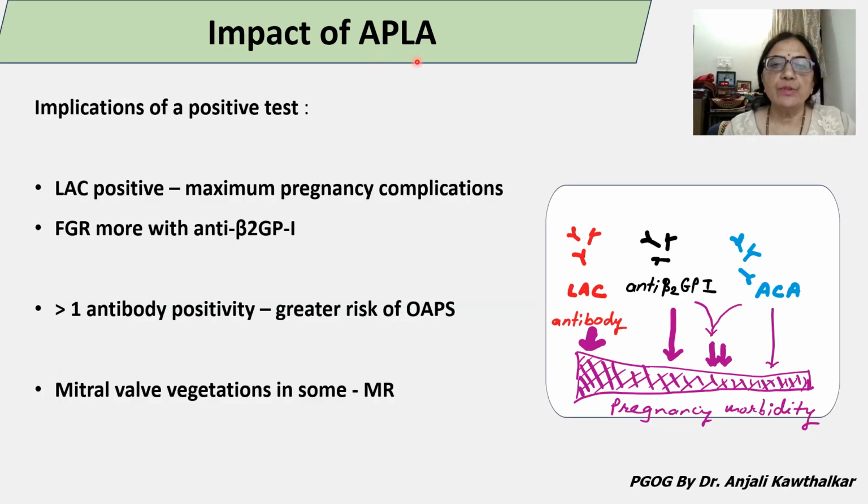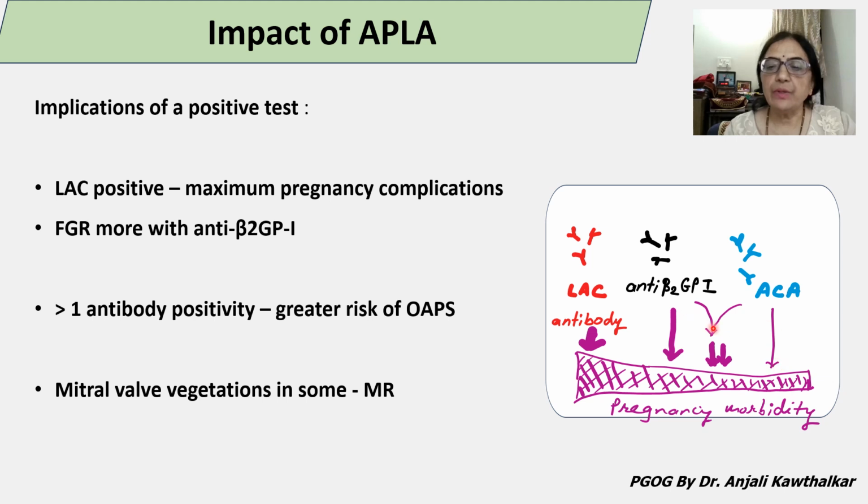Impact of raised antiphospholipid antibody titer: if lupus anticoagulant is positive, the maximum pregnancy complications are observed. So pregnancy morbidity is maximum with the lupus anticoagulant antibody, followed by anti-beta-2 glycoprotein 1 antibody titer, where fetal growth restriction is more common. And the comparatively weakest of these is anti-cardiolipin antibody, leading to a smaller number of cases with pregnancy complications.